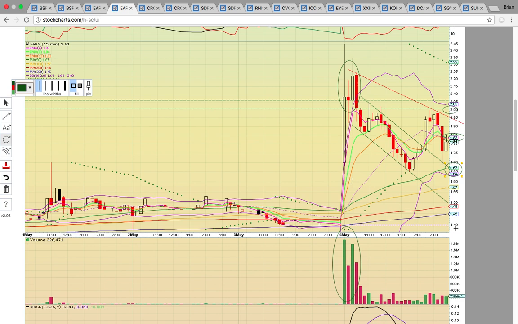The downside risk is it drops down to fill the gap, which would be the high of day on the 3rd, which would put it all the way down to here. So a drop down to the 200 simple moving average at 148 would fill that gap.